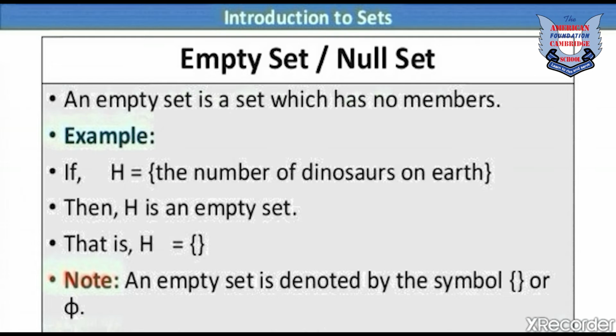In short, an empty set is a set which has no members. Example, number of dinosaurs on Earth. It is practically impossible to make such a set which shows the number of dinosaurs on Earth. So H will be an empty set.